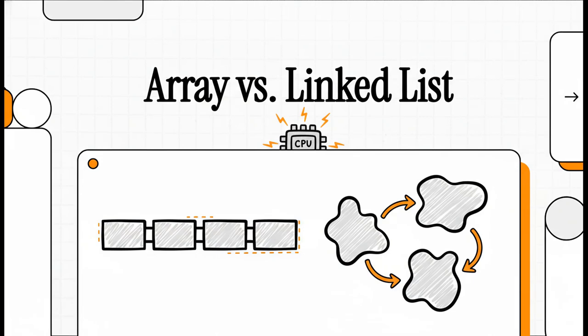Today, we're cracking open one of the oldest debates in computer science to uncover a performance secret that, honestly, most textbooks just gloss over. It's the classic showdown, array versus linked list.